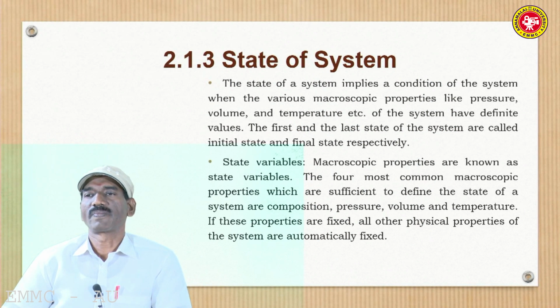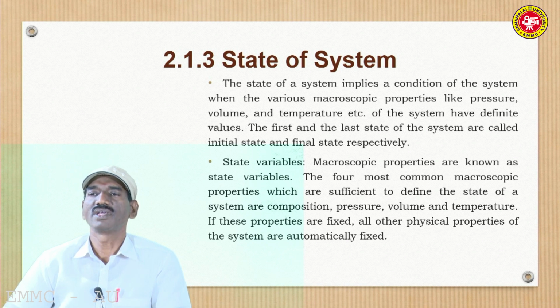State of the system. The state of the system implies a condition of the system when the various macroscopic properties like pressure, volume and temperature, etc. of the system have definite values. The first and the last state of the system are called the initial state and final state respectively.